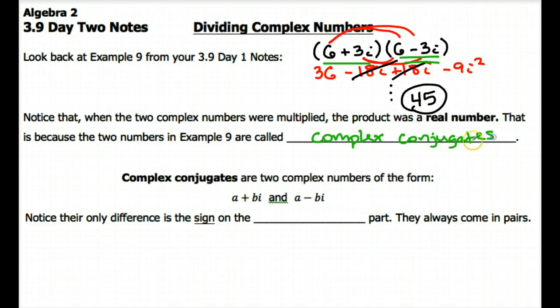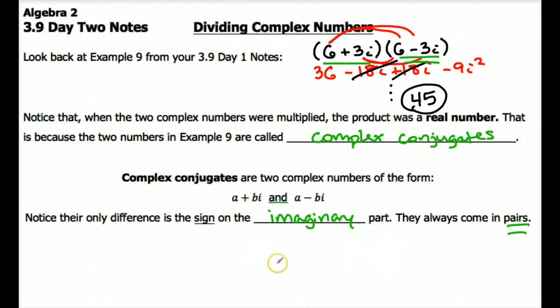Those numbers are called complex conjugates, and complex conjugates are defined as two complex numbers of this form, a plus bi and a minus bi. So whenever you have two complex numbers that are conjugates of each other, the only difference is the sign on the imaginary part. The important thing to remember about complex conjugates is that they always come in pairs. That's something that's going to come up a little bit more in our study of Algebra 2.